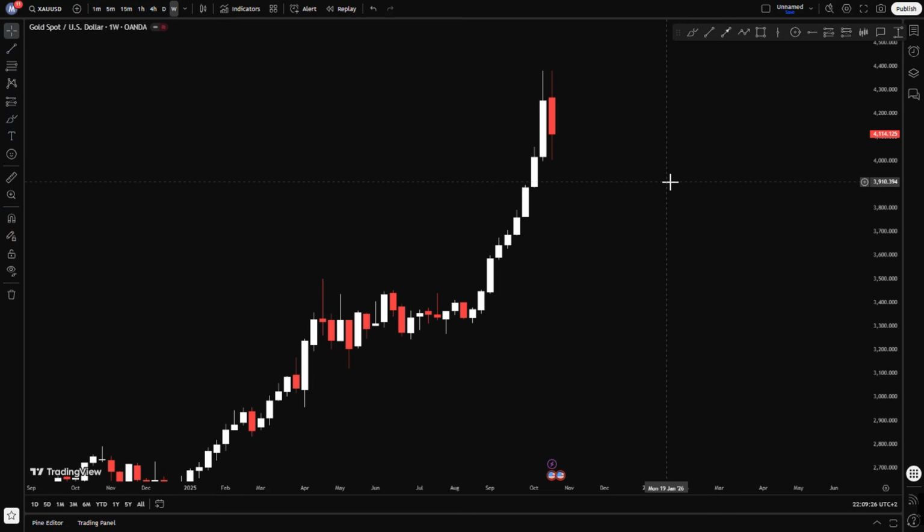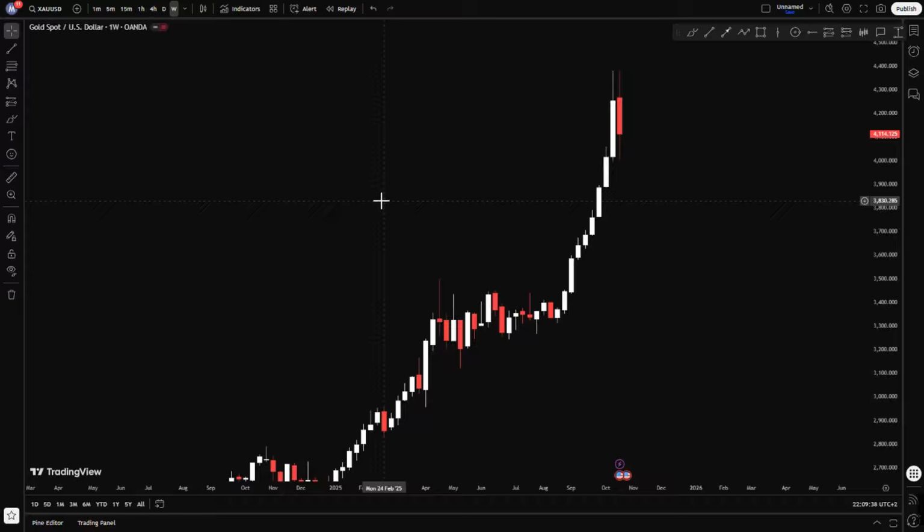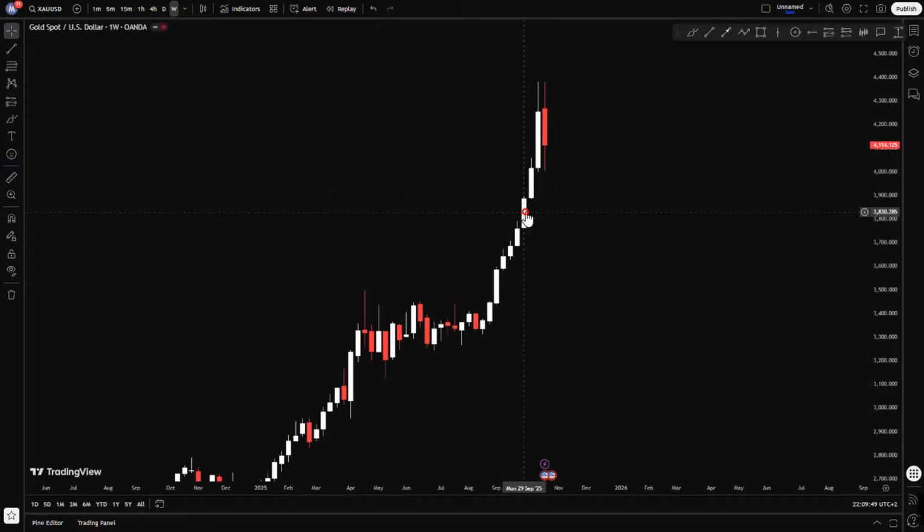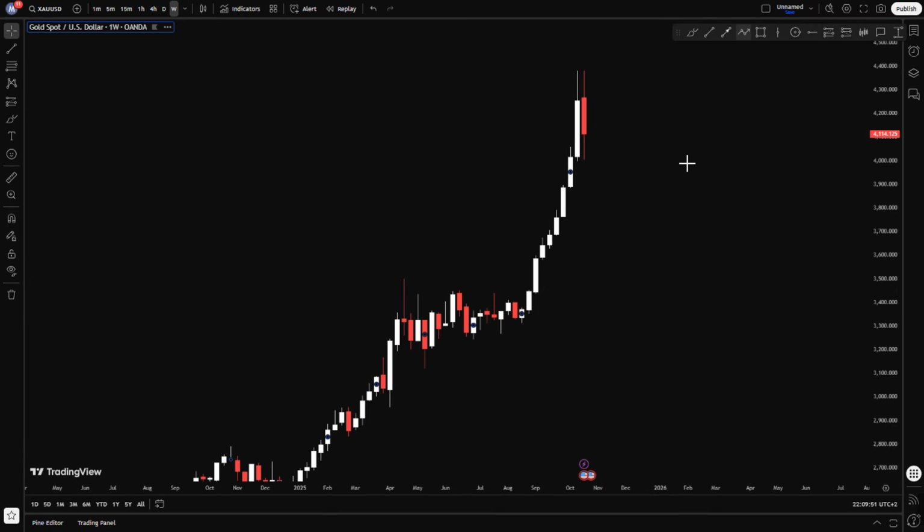As you can see, gold has been very bullish. This is on the weekly time frame and you can see the candlesticks right here. This has been very bullish. On the weekly time frame, it's not easy for you to see the market structure.